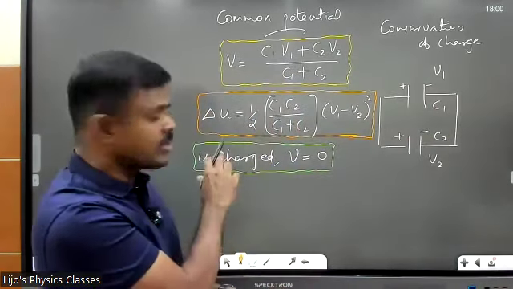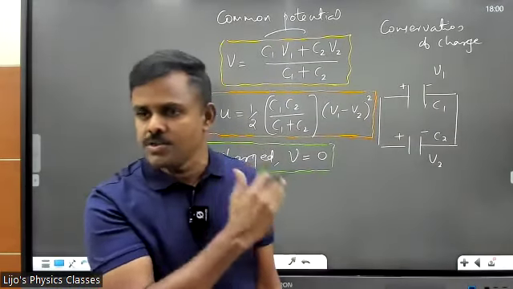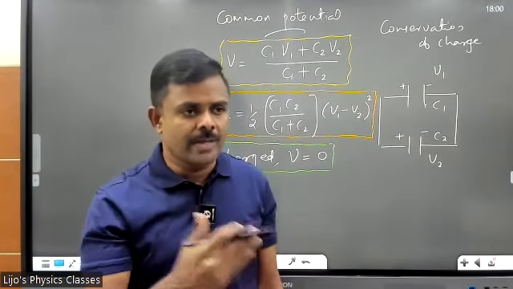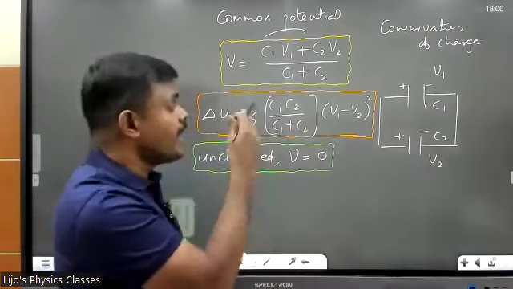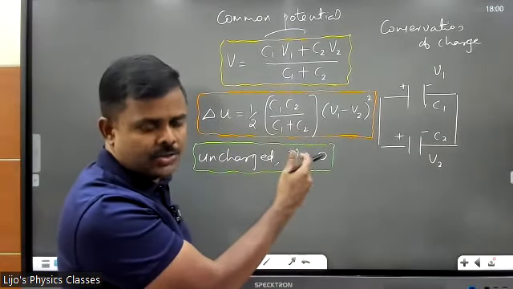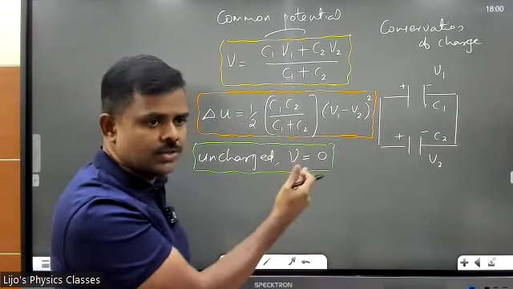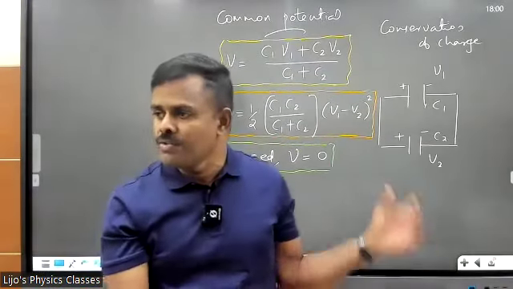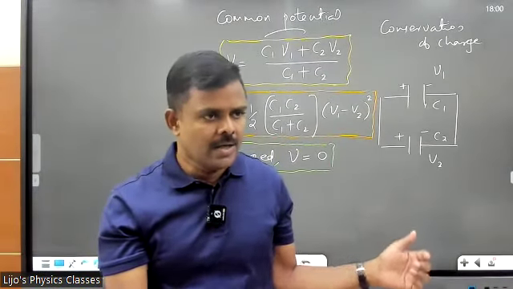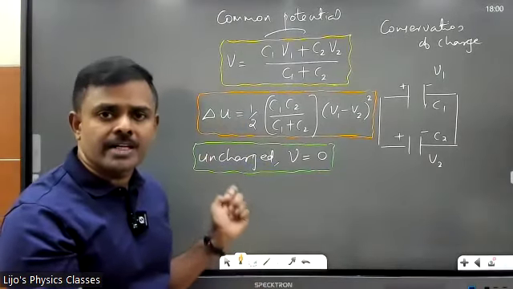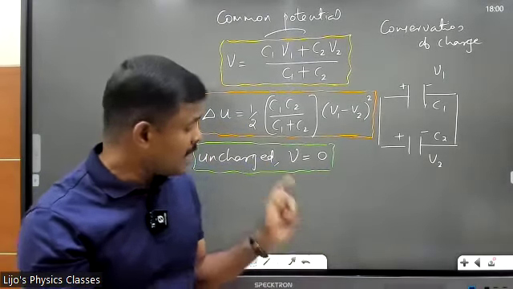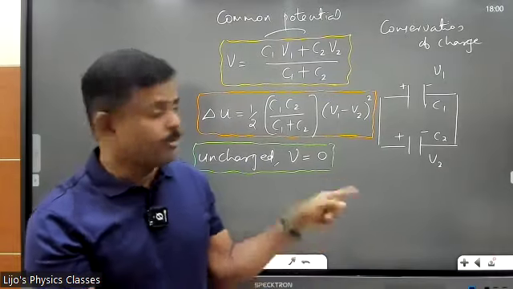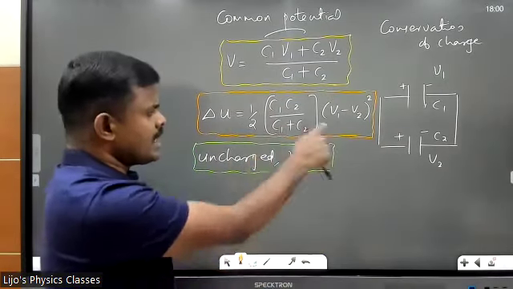Delta U is equal to half into C1 C2 by C1 plus C2 into V1 minus V2 the whole square. Say it again. Half into C1 C2 by C1 plus C2 into V1 minus V2 the whole square. And if they say one of the capacitors is uncharged, take its potential as 0 and put it in this equation. Got it?